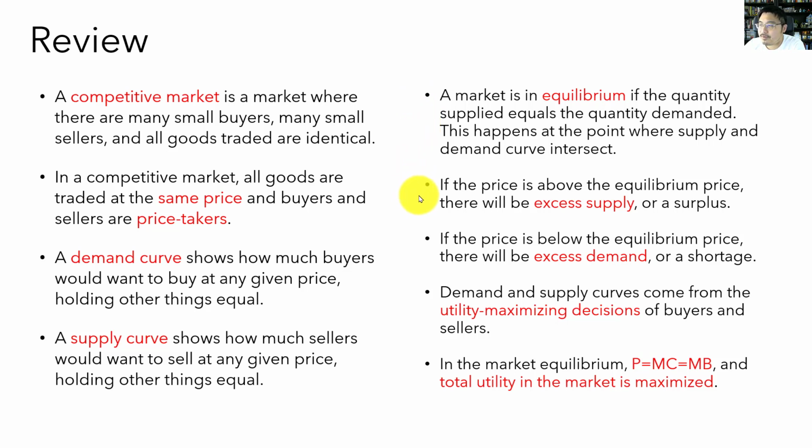If the price is above the equilibrium price, then there's going to be excess supply, which we sometimes also call a surplus. And if the price is below the equilibrium price, then there's going to be excess demand, which we call a shortage. All right. Demand and supply curves come from the utility maximizing decisions of buyers and sellers. And in the market equilibrium, price is going to equal the marginal cost of producers and also equal the marginal benefit of consumers. And total utility in the marketplace is going to be maximized.